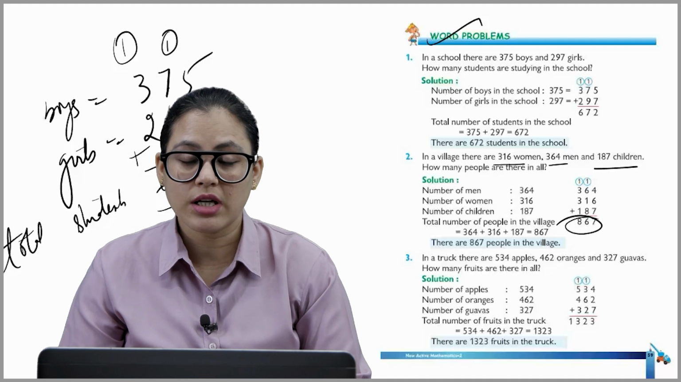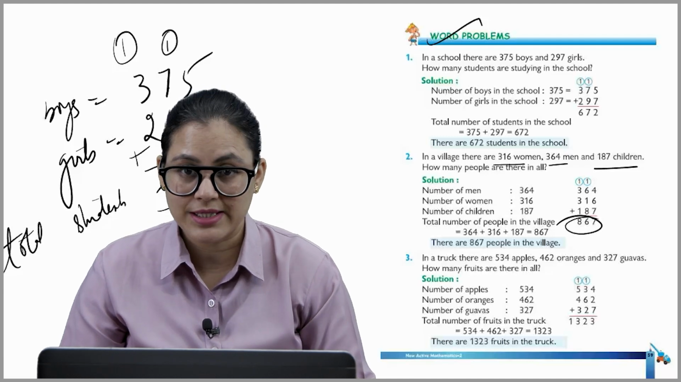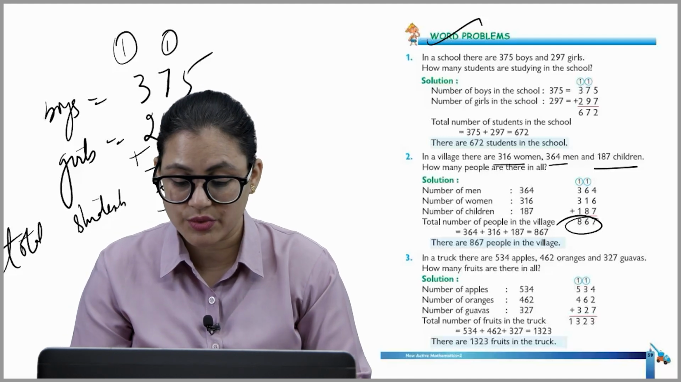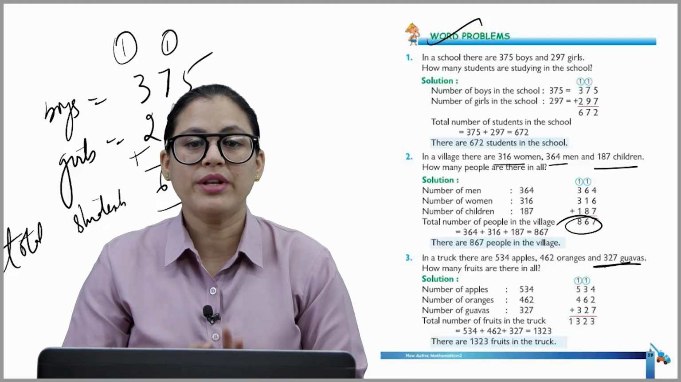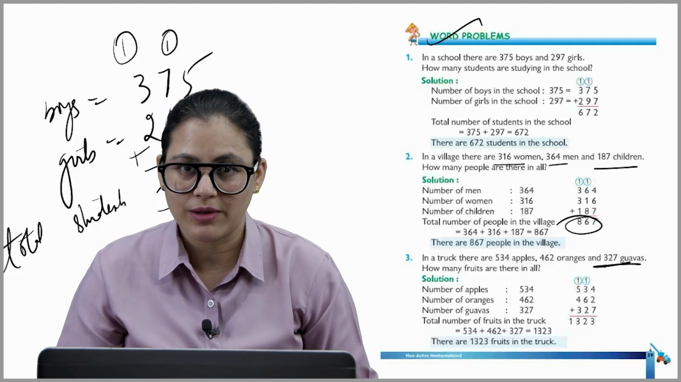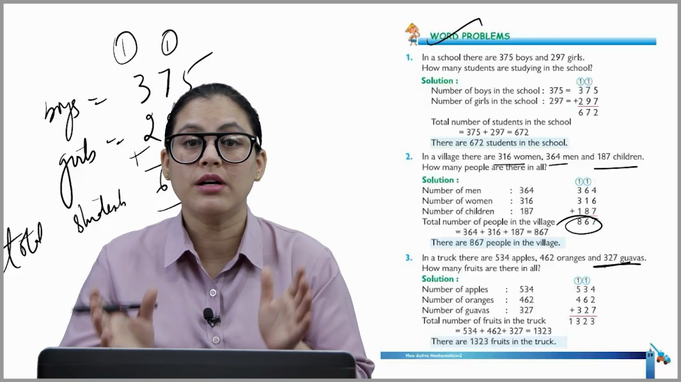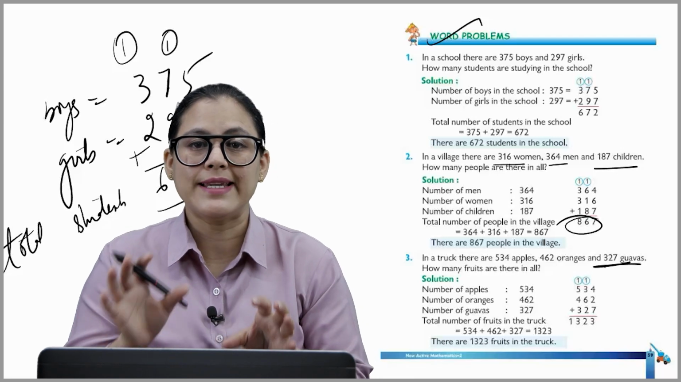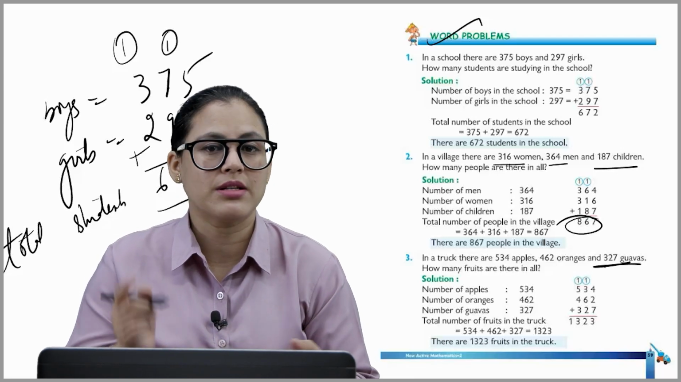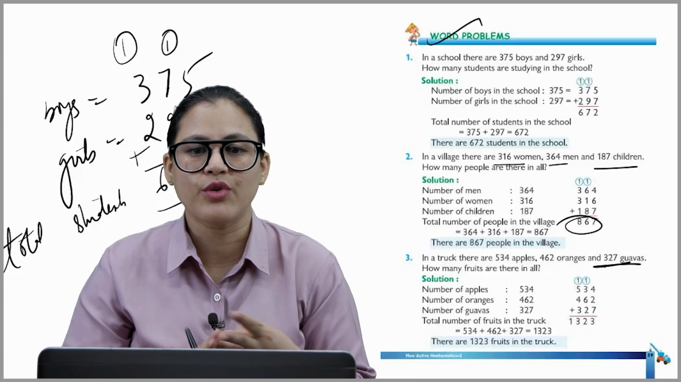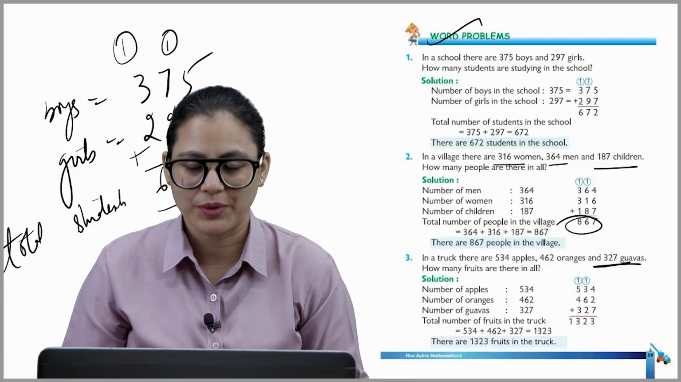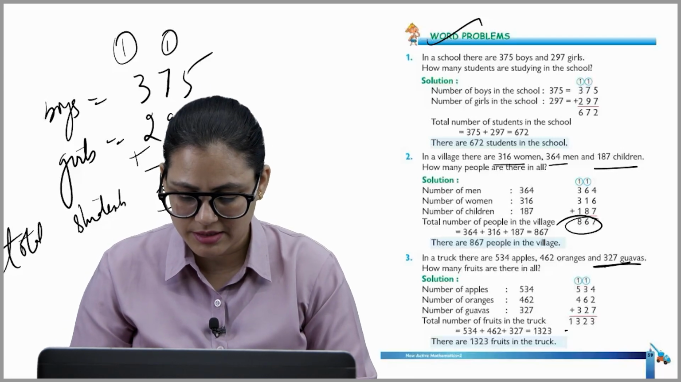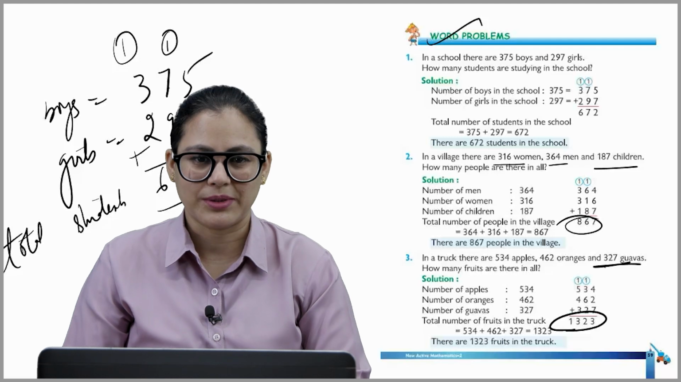Number 3, in a truck there are 534 apples, 462 oranges and 327 guavas. How many fruits are there in all? We have to find the total number of fruits. So what will we do? We will add these 3 fruits. Okay, means number of apples, number of oranges, number of guavas, and then total fruits. Okay, so we will get this answer, 1323, right?